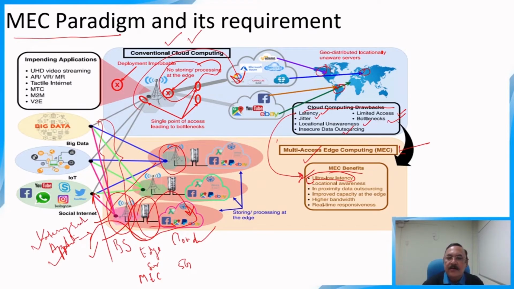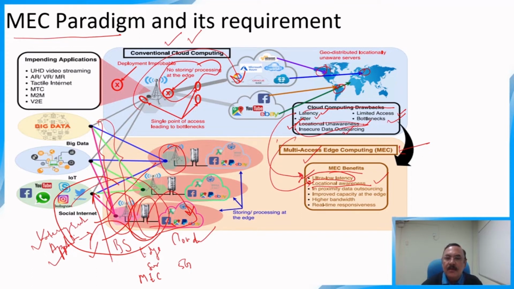The second important aspect is locational unawareness. This is to be changed to location awareness. Why? Because now the computing is done in the vicinity of the user. Therefore, all the location information is preserved. Unlike the cloud, where all the data is sent and a location unaware type of computational offloading is done, with MEC there is location awareness. So, this is very important. Many types of location based services are now possible in multi access edge computing.